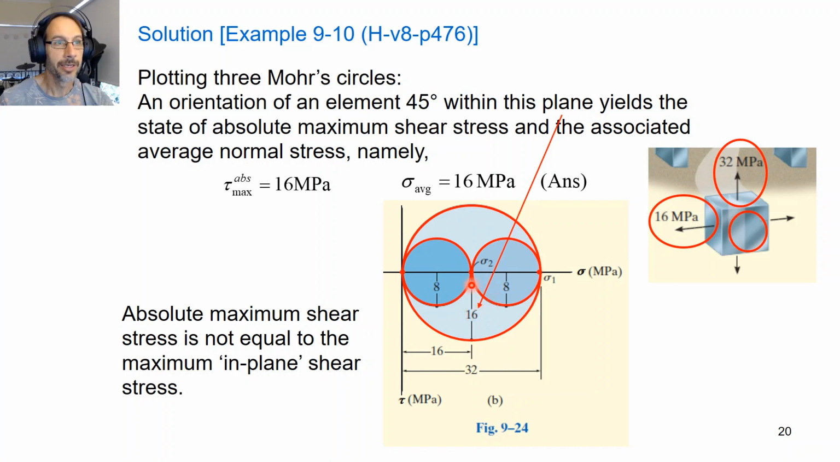All right, so if you don't calculate this absolute maximum shear stress and you do your strength-based design based on this one, you're going to be out by a factor of 2, and not a conservative factor of 2. You're going to under-design your component.